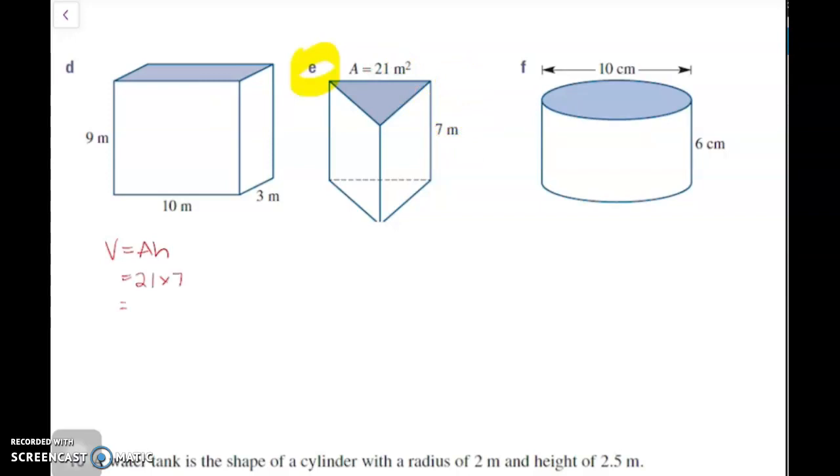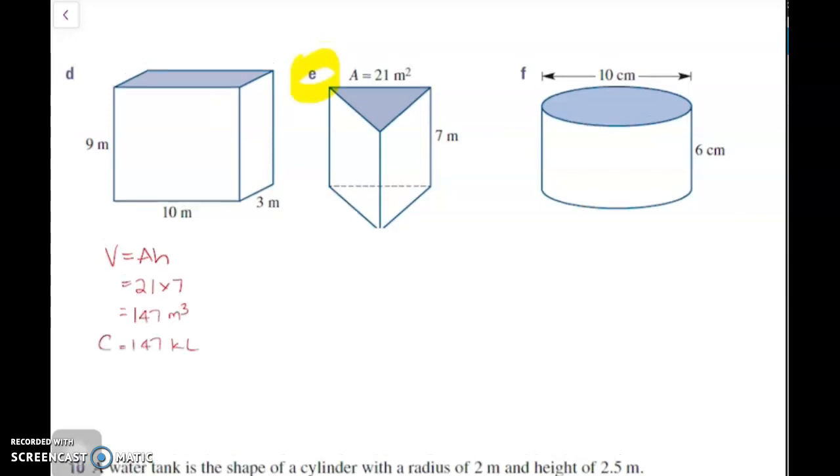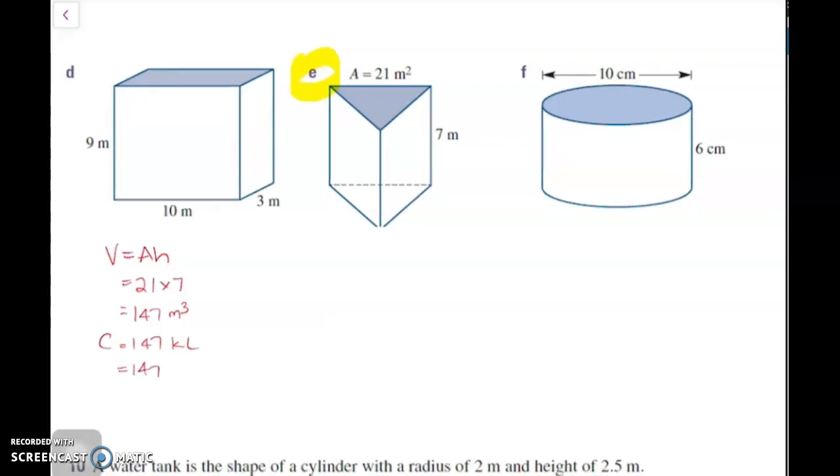So it's 21 times 7, which is 147 cubic meters. And we know that's the same number of kiloliters in capacity. So that would be our answer in kiloliters, but our question is specifically asking us to write this in liters. Okay, so that's 147,000 liters. Okay, so that's question E.